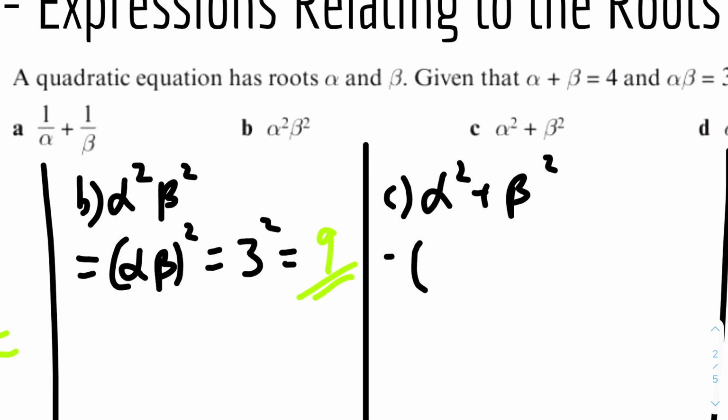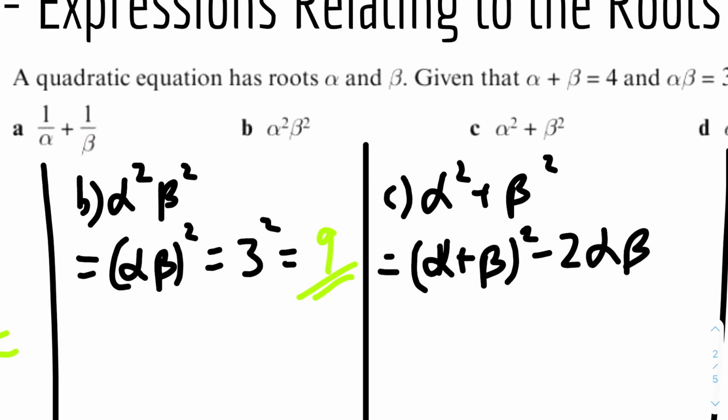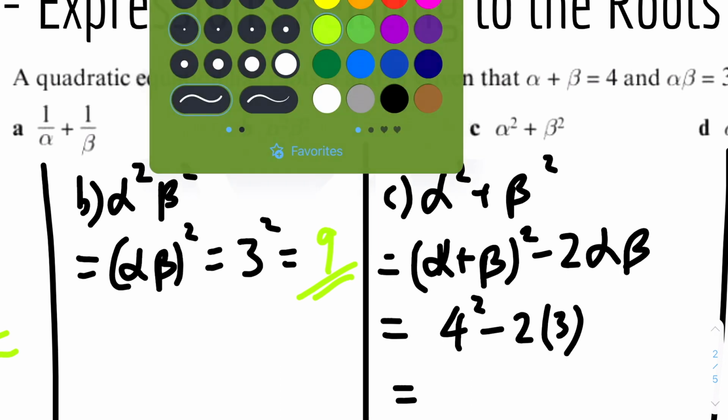And the third part, alpha squared plus beta squared. This is equal to alpha plus beta, everything squared, minus 2 alpha beta. Because if we were to expand this, it'll be alpha squared plus 2 alpha beta plus beta squared, right? And we only want alpha squared plus beta squared, so we have to minus 2 alpha beta. So alpha plus beta is equal to 4, so 4 squared, minus 2 times alpha beta, which is 3. So it'll be 16 minus 6, which is equal to 10.